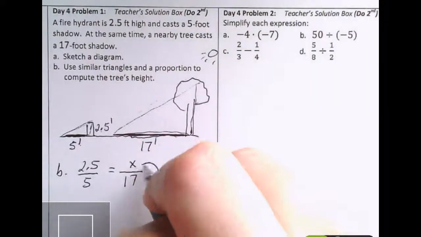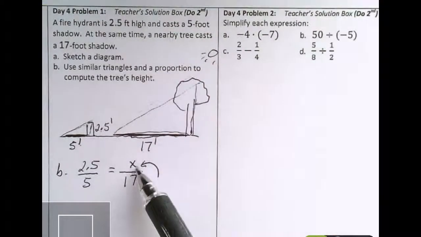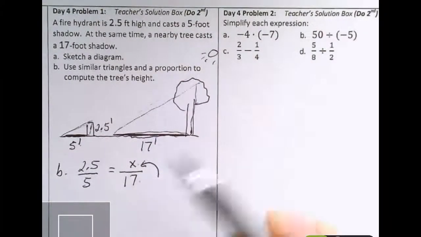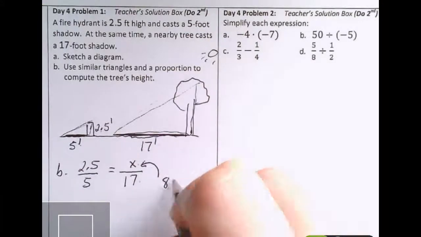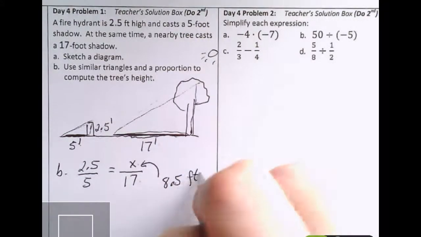Anyway, the point is, how tall is that tree? It has to be half as much as its shadow. So half of 17 is 8.5 feet.